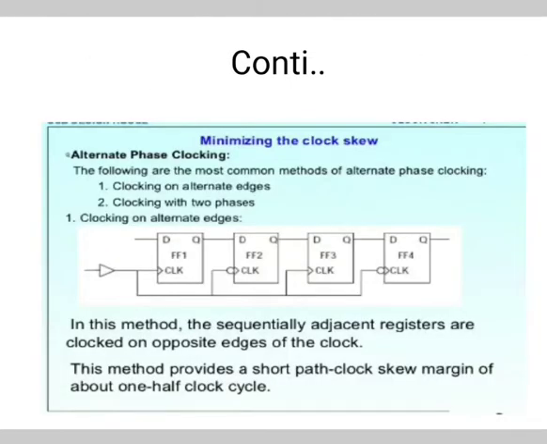Then alternate phase clocking. The following are the most common methods of alternate phase clocking: clocking on alternate edges and clocking with two phases. Clocking on alternate edges means the alternate flip-flops are clocked on alternate edges. In this method, sequentially adjacent registers are clocked on opposite edges of the clock, and this method provides a short path clock skew margin of about 1/2 clock cycle.